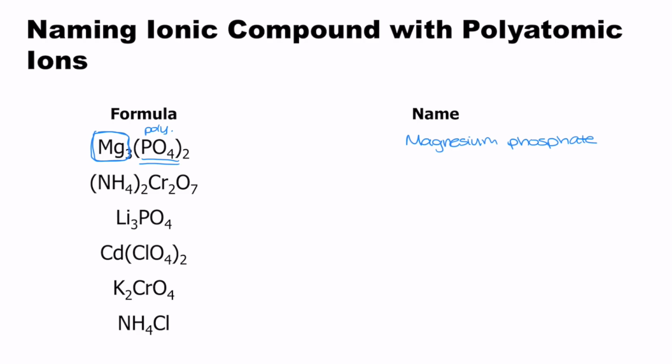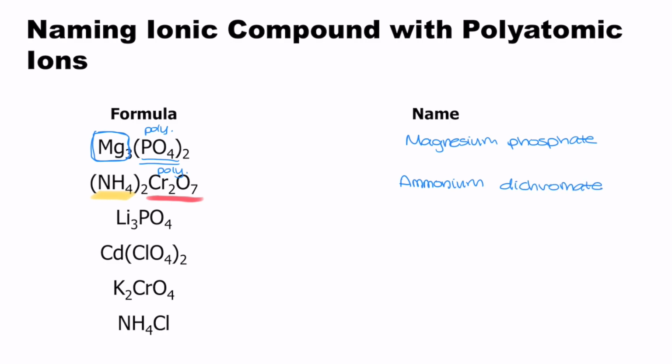Looking at the next one, this one looks super crazy, but remember, it's all about whether you can recognize the polyatomic ions. I know that the first polyatomic ion is ammonium, and the second one is dichromate. Remember, the first cation we always read how it's just read, so it's ammonium. And the second anion is also a polyatomic ion. Remember, all polyatomic ions, we read how they normally are. So it's just dichromate. We don't need to change anything about that one.